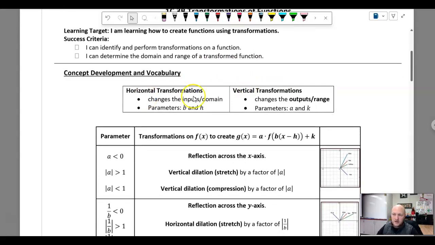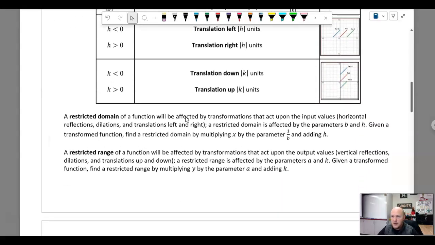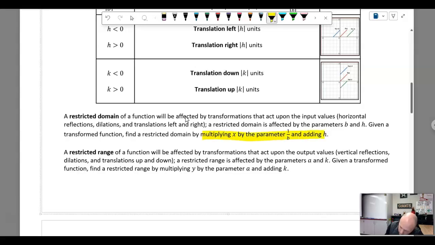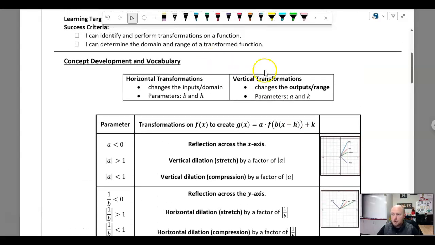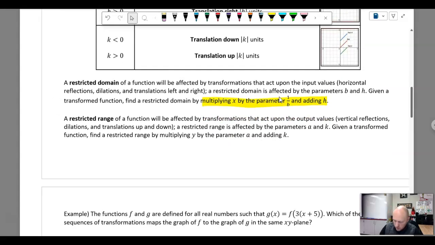Remember, horizontal transformations, these are the b and h parameters. They affect your x values, and you calculate this change in domain by multiplying by 1 over b and adding the h value. Remember, these are always the opposite. So what you see, you have to take the reciprocal of the b value, and then the h, you always do the opposite value. The vertical transformations affect our outputs or our range values, and those are the a and k parameters. What you see is what you get with those. So to find your updated y values, you multiply by a and then you add k.